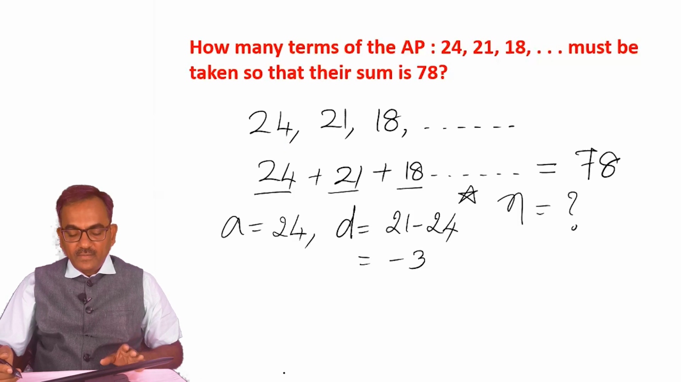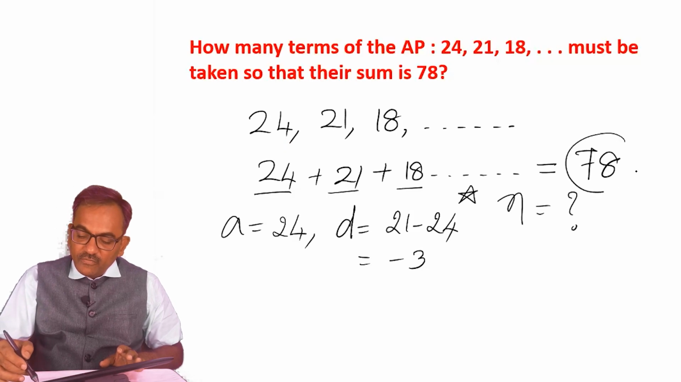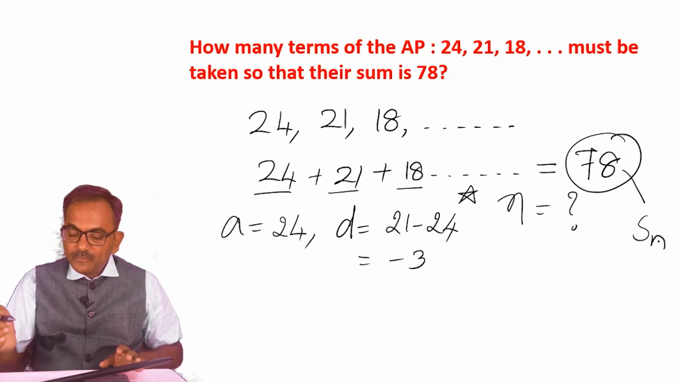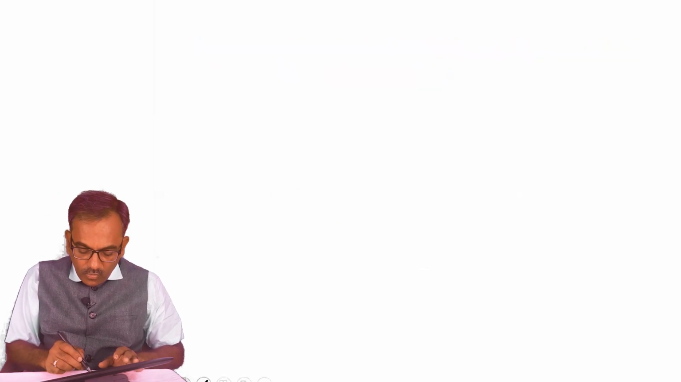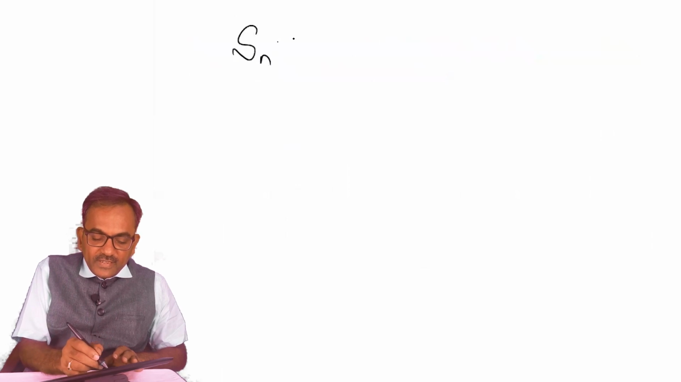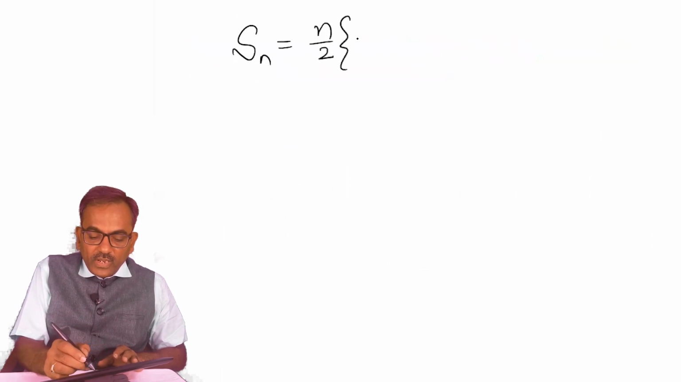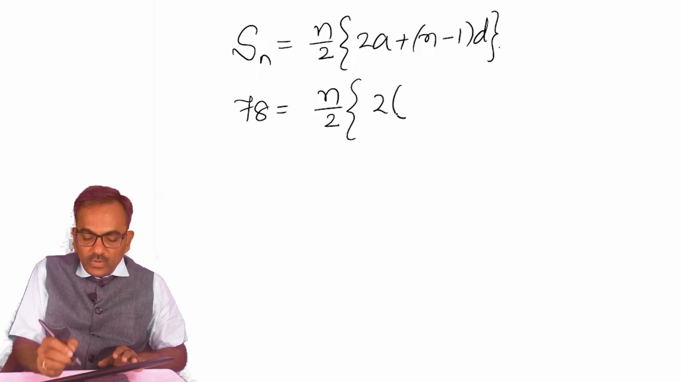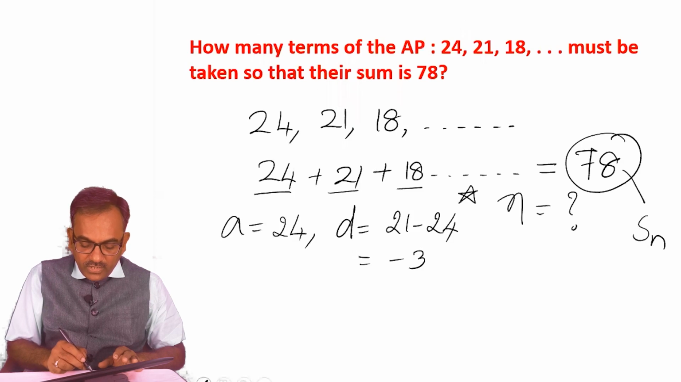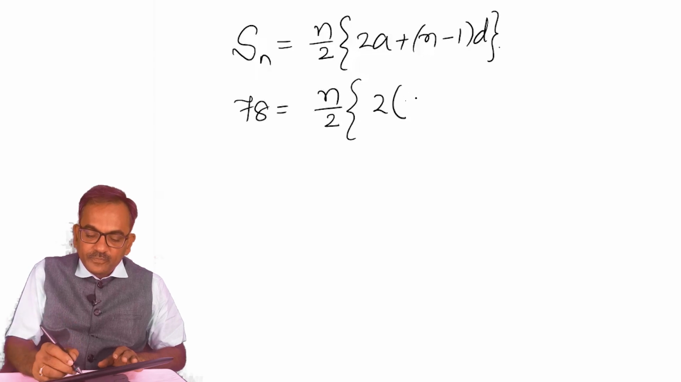Now what do we need to find? The value of n. So which formula should I use? I should use the Sn formula just because the sum Sn is given as 78. Now let me move further. Use Sn is equal to n by 2 times 2a plus n minus 1 times d. 78 is given, n is to be found out. 2 times, what is the value of a we have got? We have got a as 24 and d as minus 3.